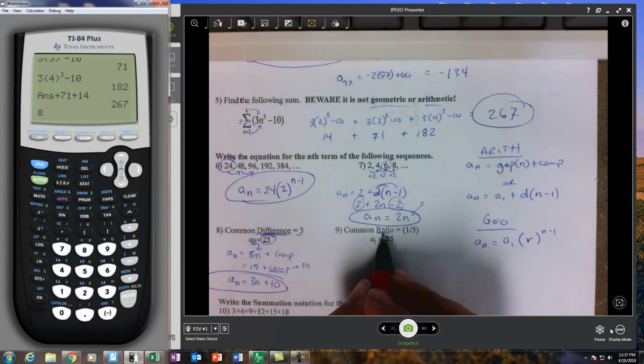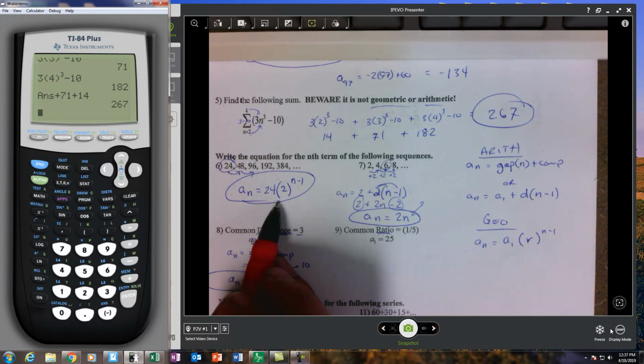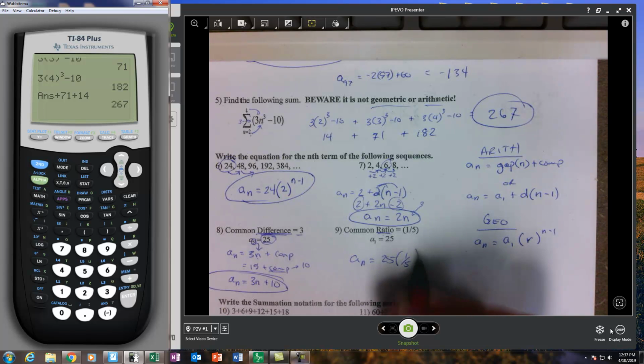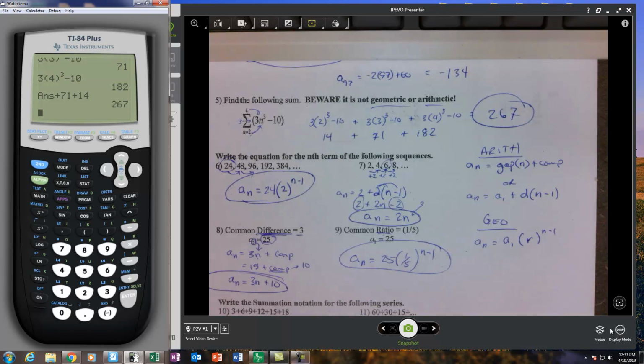With a common ratio, we're looking at this geometric type, which a sub n is always the first term, which was 25, times the common ratio, 1/5, to the n minus 1. The geometric ones are really easy to put together. Just understanding how they're structured is really important.